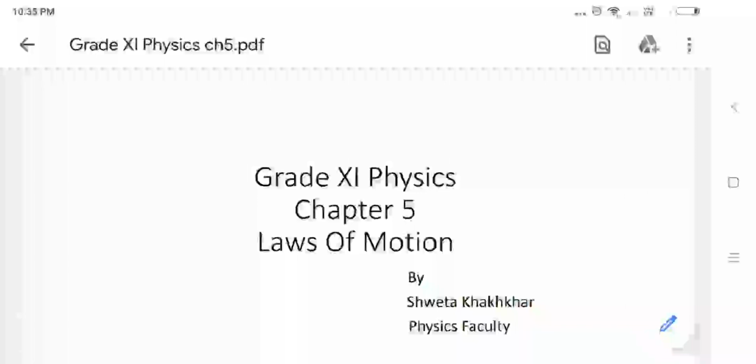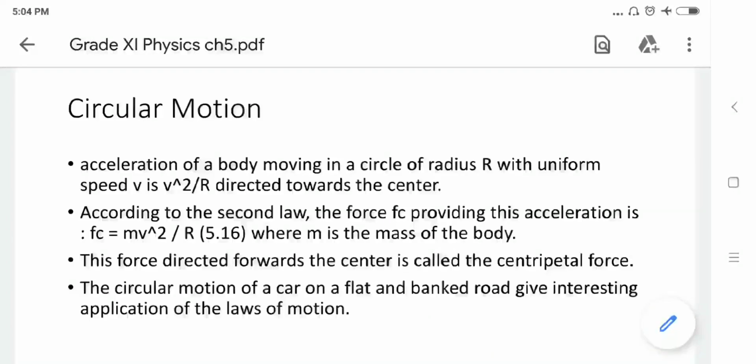Hello students, let us start our new session of chapter number 5, Laws of Motion. Now, let us understand another topic, circular motion.